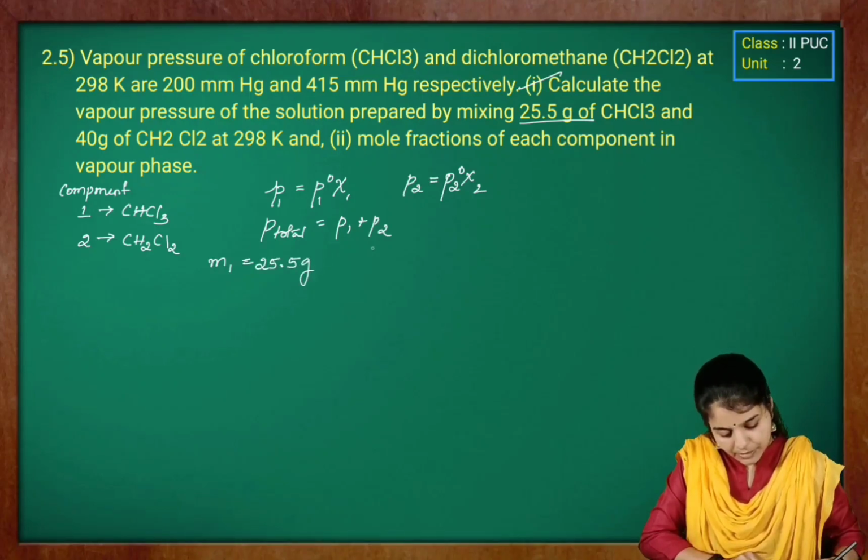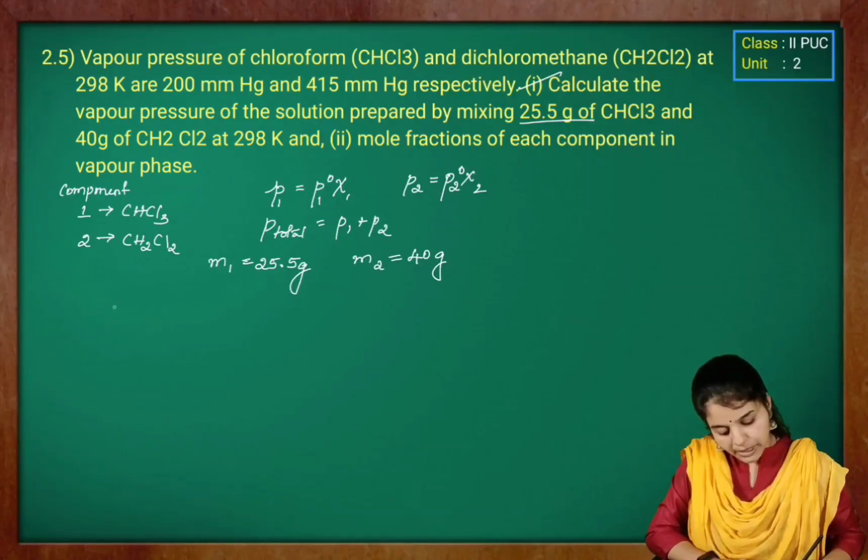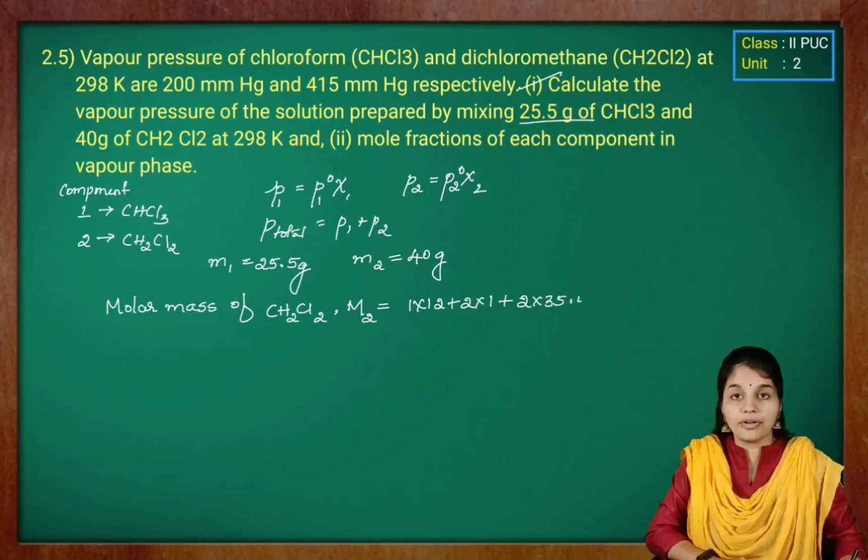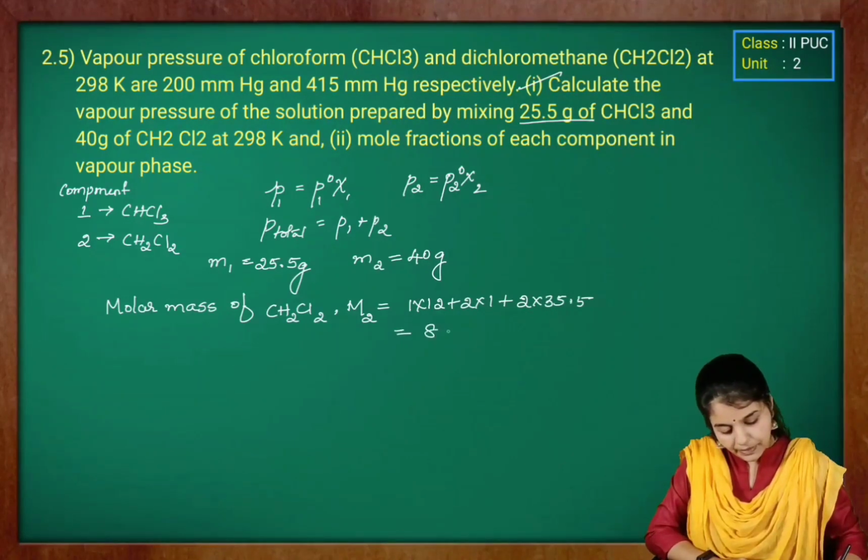25.5 gram. And mass of dichloromethane, I'll write it as M2, that is equal to 40 grams. Molar mass of dichloromethane, CH2Cl2, let me write this as M2, that is equal to 1 carbon atom plus 2 hydrogen, 2 chlorine atom. So 2 into 35.5, and that is equal to 85 grams per mole.